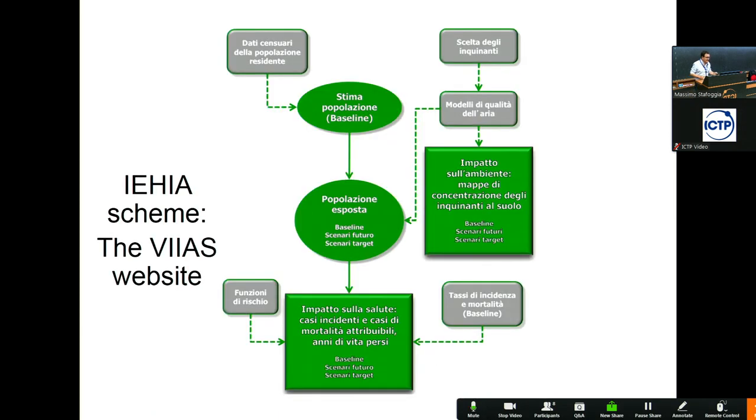So the idea is that yesterday, and this morning actually, we spoke about air pollution exposure. But in order to implement an integrated environmental health impact assessment, of course, we also need data about population and data about mortality and morbidity. So I will talk about how to estimate the population exposed to air pollutants or environmental stressors in general, and where to obtain data about the events, those of mortality, morbidity, etc. This will be the topic of this presentation.